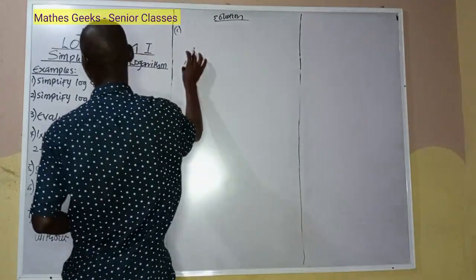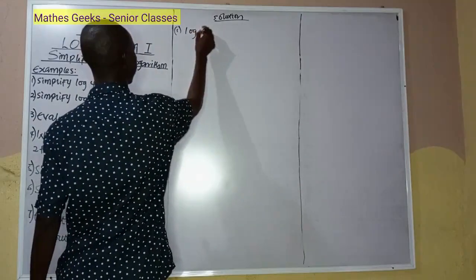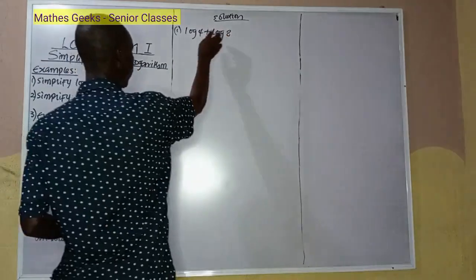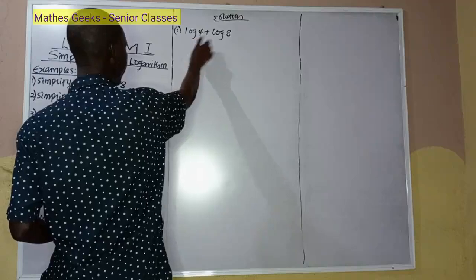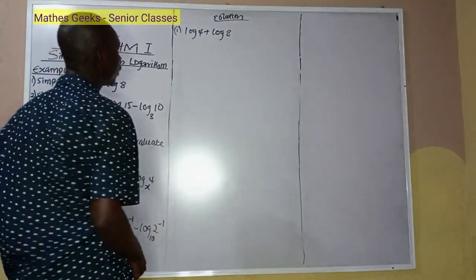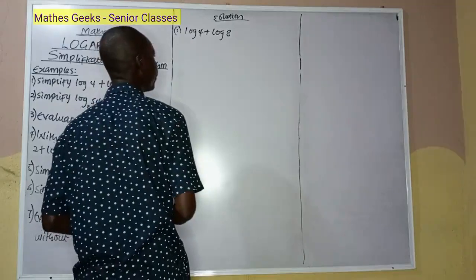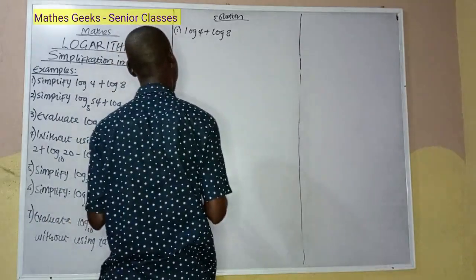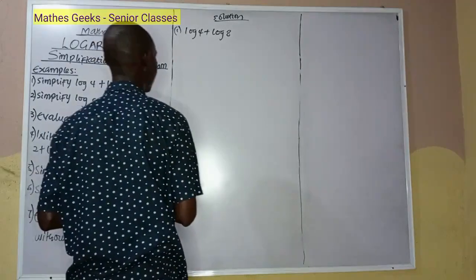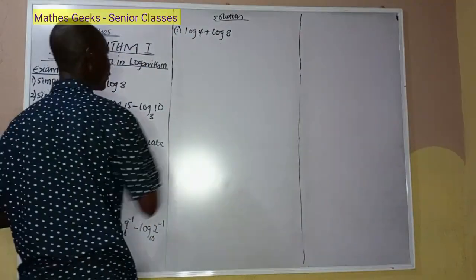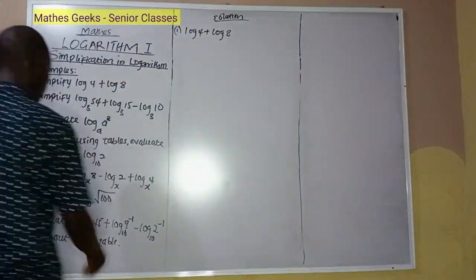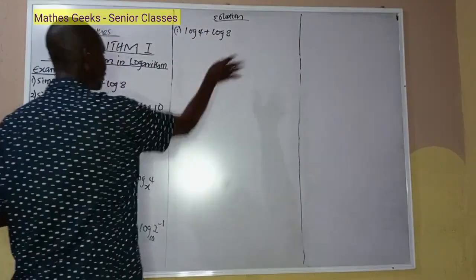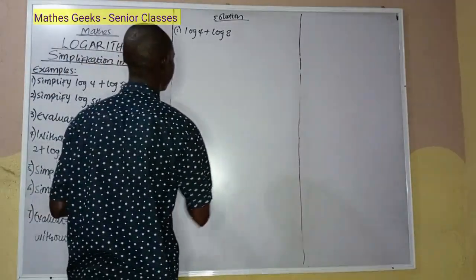Number one, simplify log 4 plus log 8. One thing you should take notice of is that there is no base given here. By practice, you don't usually write the base when it's base 10. If it's not base 10, the base will be indicated, but sometimes they write it even for base 10, like you can see here. Most times, if you don't see any base, it's base 10, so you don't need to panic, just apply the laws.